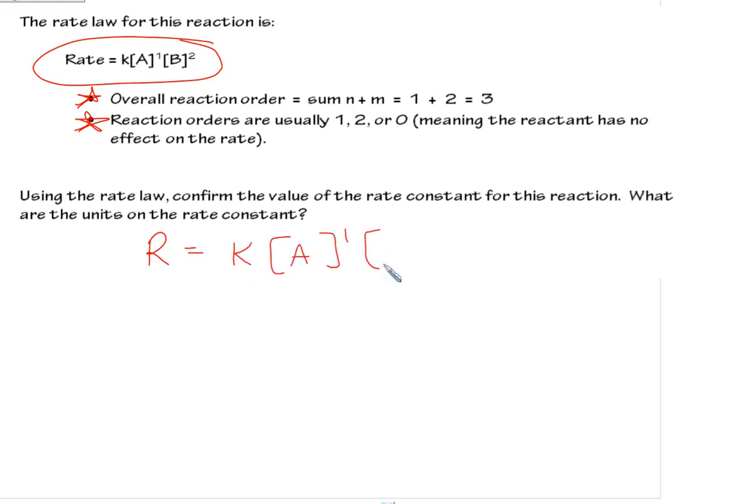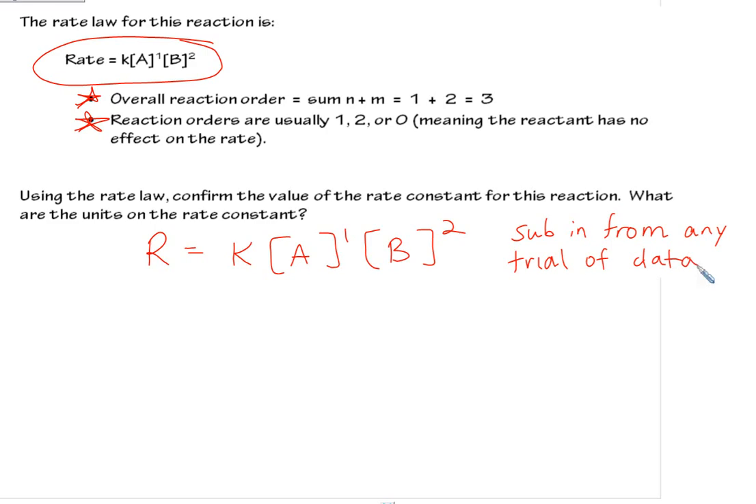A to the first, B to the second. Okay, so now you should be able to pick any trial of data and sub in from any trial of data. Obviously, the constant should stay constant, so it doesn't matter what trial you pick. You just sub in, and we're going to leave K as our variable.